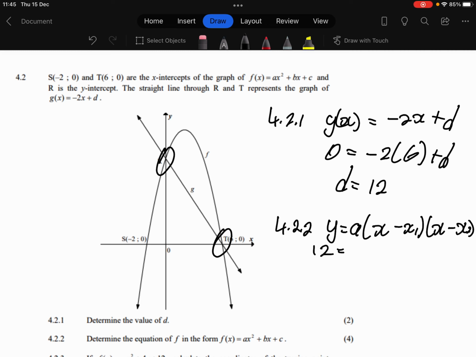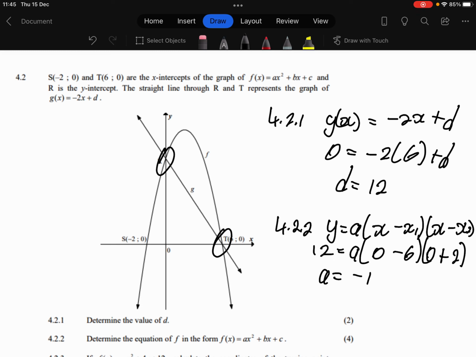So 12 into a, which we are trying to solve for. So it's a into, and then 0 minus 6 into 0 plus 2, because it's 0 minus minus 2, which gives us that positive 2. Solving for a, we get a is equal to negative 1.